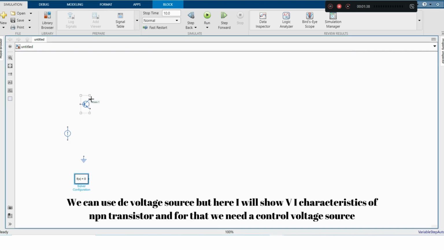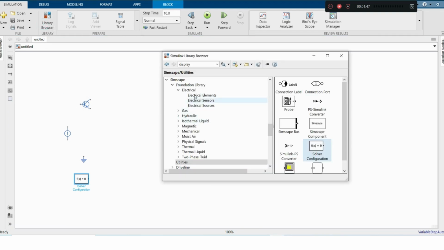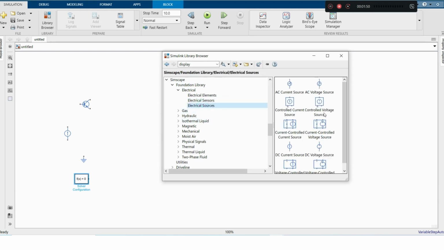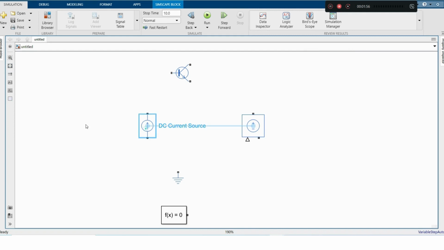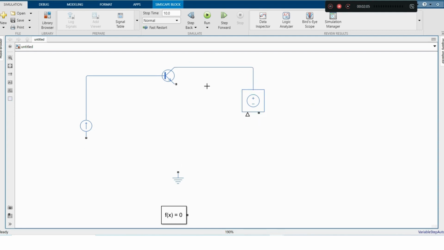Here, for giving voltage across collector and emitter, we need a Controlled Voltage Source, which is present under Foundation Library, then Electrical Sources, and Controlled Voltage Source. So okay, this is our preliminary circuit element, and I am connecting this. And this is C and this is E.